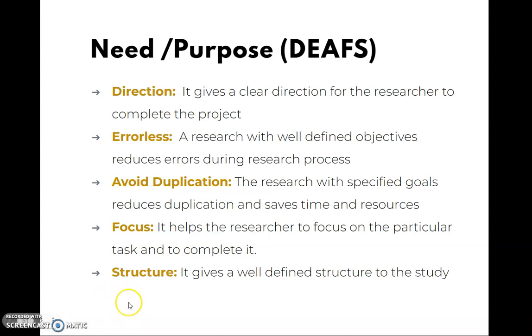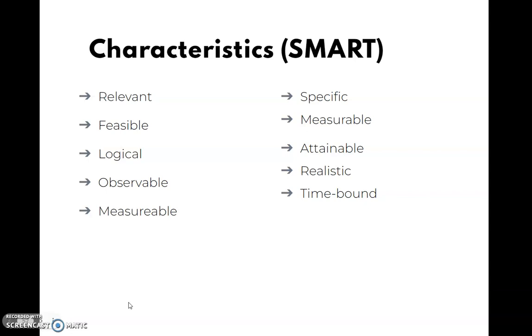The next one is characteristics. So what are all the characteristics of objectives? We have already studied the characteristics of goals or objectives in the nursing process, that is SMART. This mnemonic always helps in understanding the characteristics of objectives.